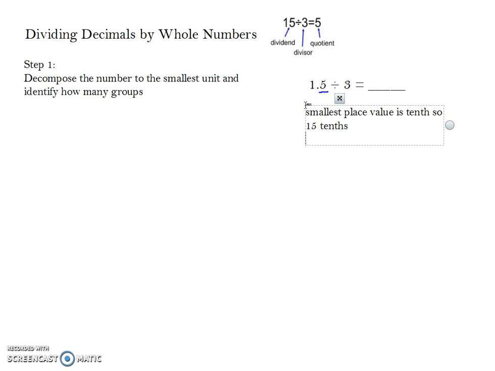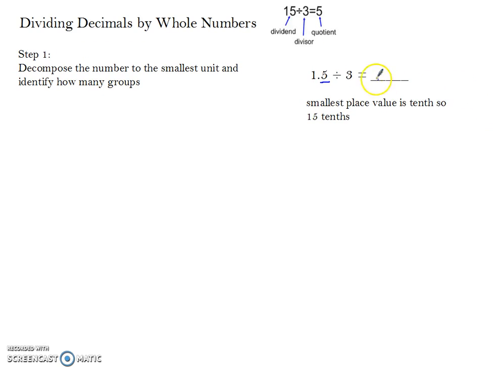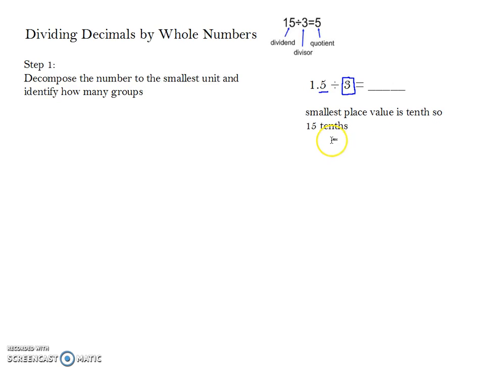Then I need to ask myself how many groups. To ask yourself how many groups, you need to look at your divisor. For this problem, it is 3, so I know that I'm going to have 3 groups.